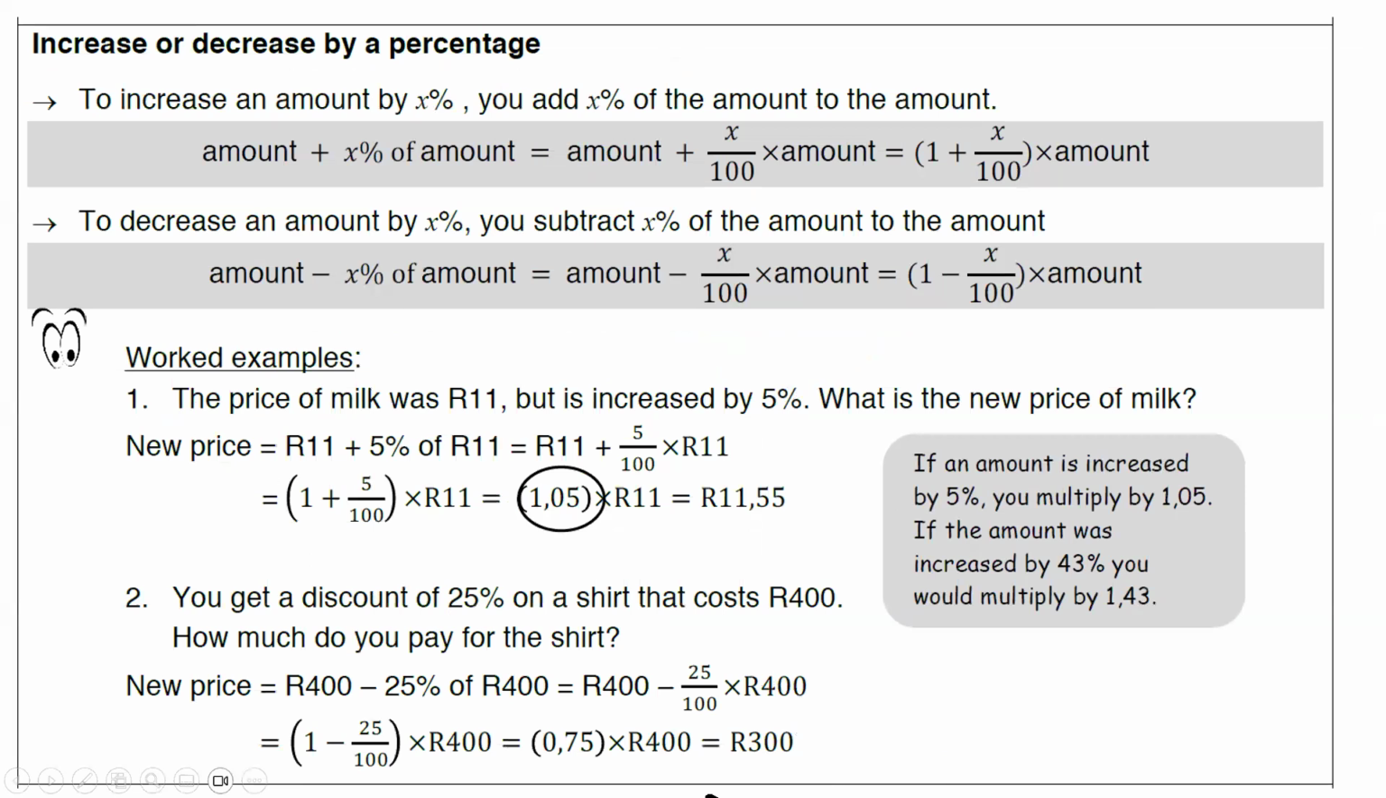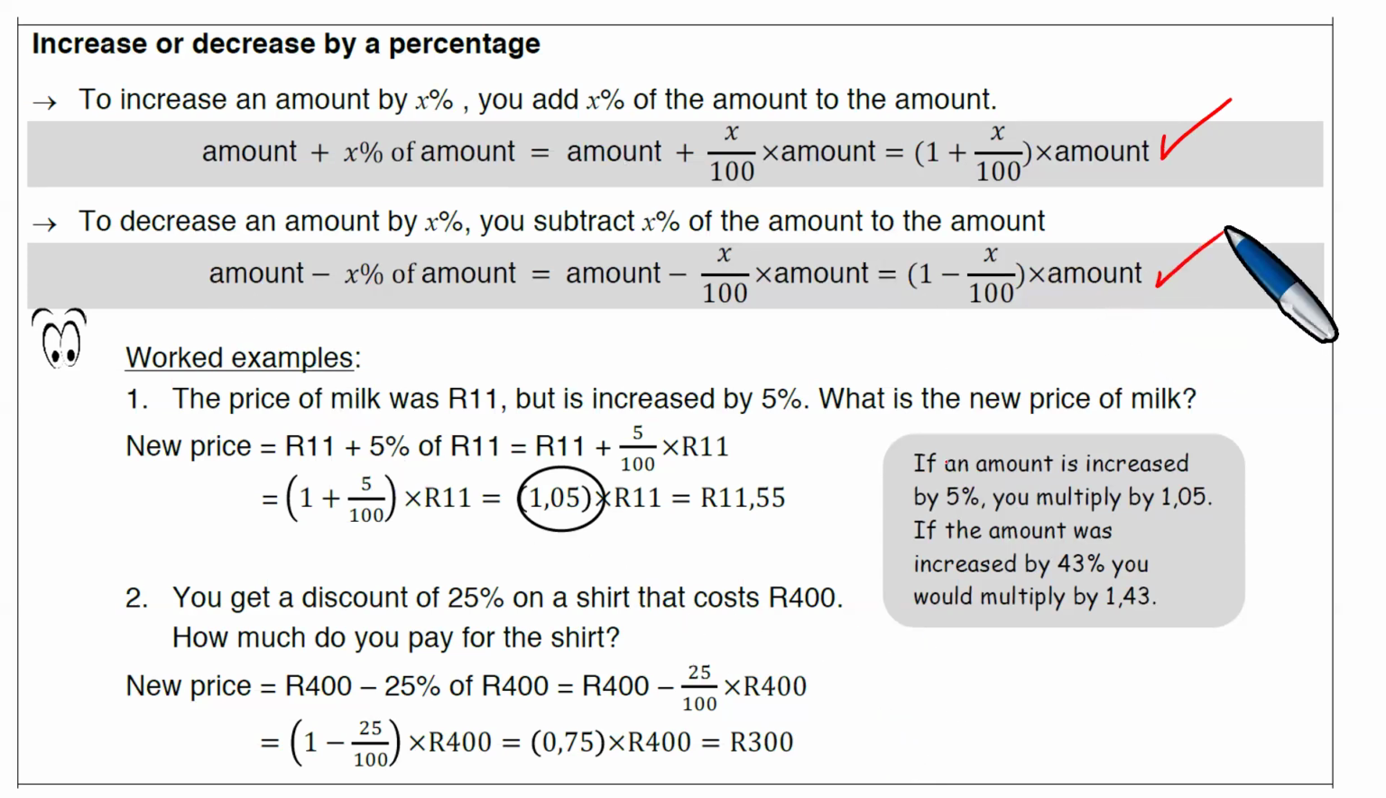What about increase or decrease by a percentage? To increase an amount by x%, you add x% of the amount to the amount. Let's check this out. Amount plus x% of the amount. x% is like x over 100 of the amount. The amount is a common factor, so you take out the amount, and then you have amount times (1 plus x over 100). We're good.